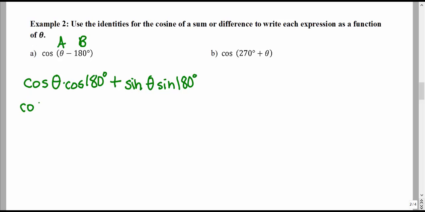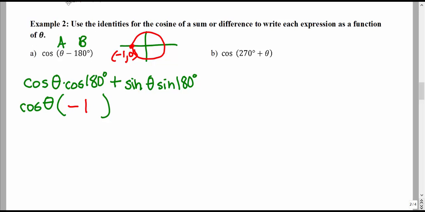So we have cosine theta times, and we can actually figure out what cosine of 180 degrees is. We'll think about our unit circle, and 180 degrees would be right there, and that point on the unit circle would be negative 1, 0. So cosine of 180 degrees would be the x value on the unit circle, so that would be negative 1, plus sine theta times sine of 180 degrees. And of course, that would be the y value of that point on the unit circle, so that would be 0.